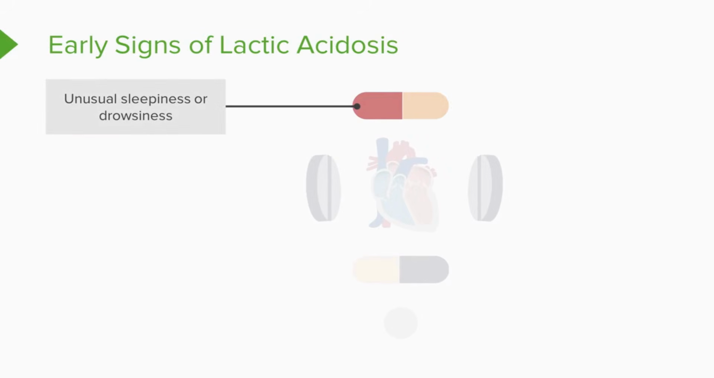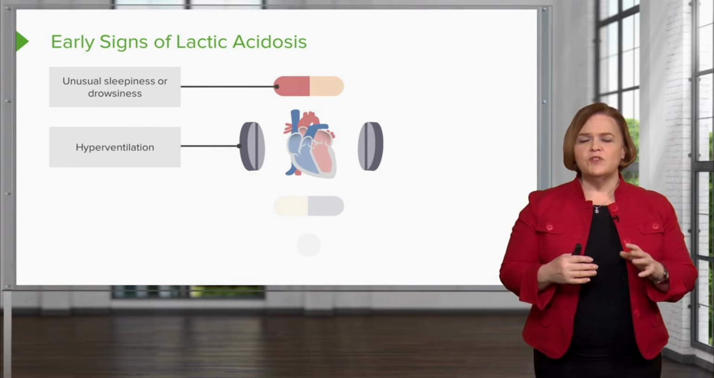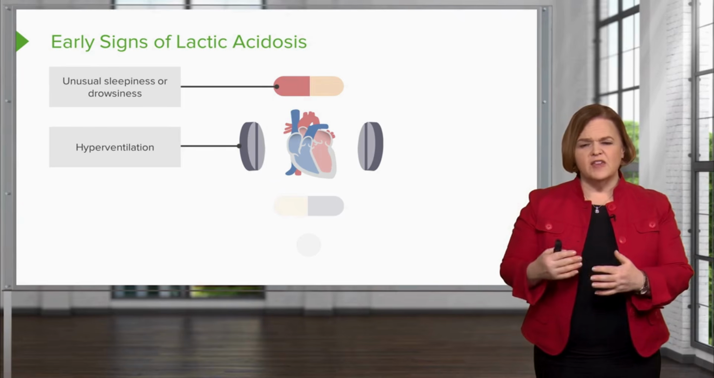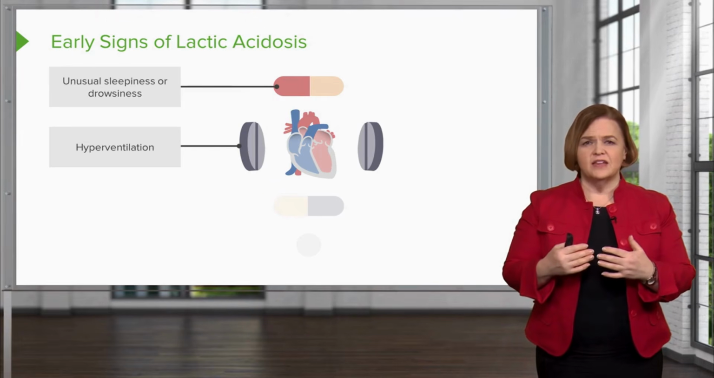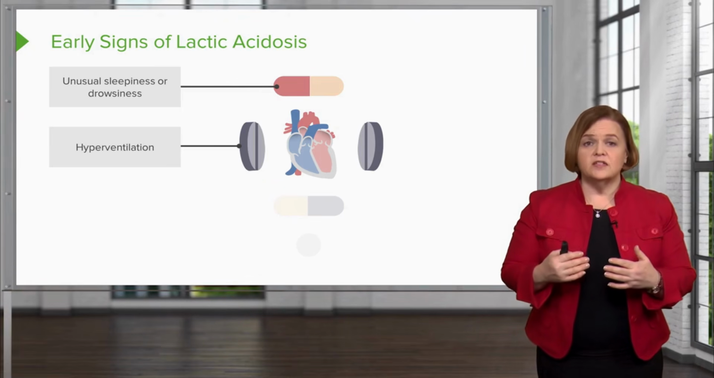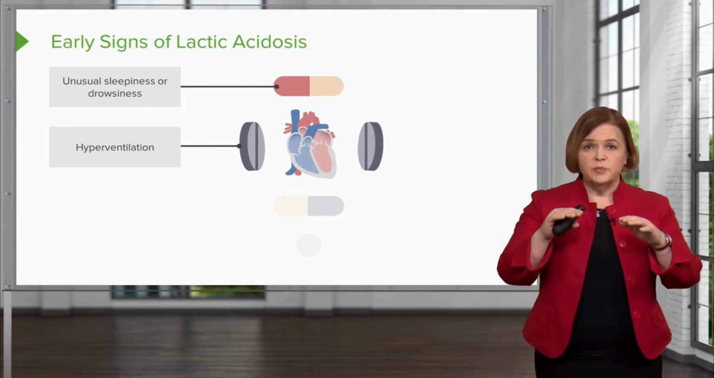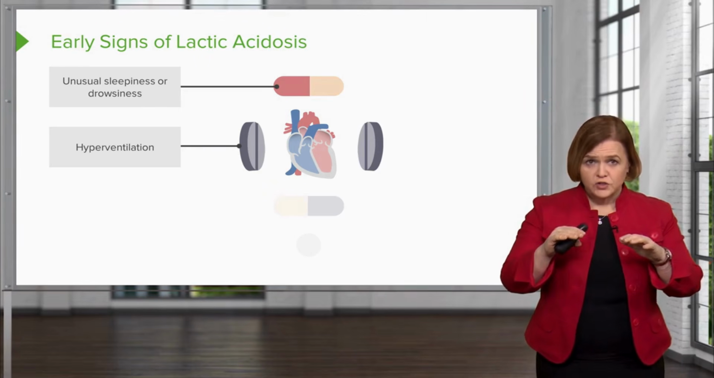Now let's talk about what the early signs are of lactic acidosis because that's when you want to catch it. Also, you want to teach your patients that are on metformin what these signs are. So they might have some unusual sleepiness or drowsiness. They'll have hyperventilation. And if you watch our ABG video, we'll go into more detail. But when you're acidotic, think of CO2 in your blood as an acid, and the body tries to hyperventilate to blow off all that CO2 to bring your pH back down to normal.